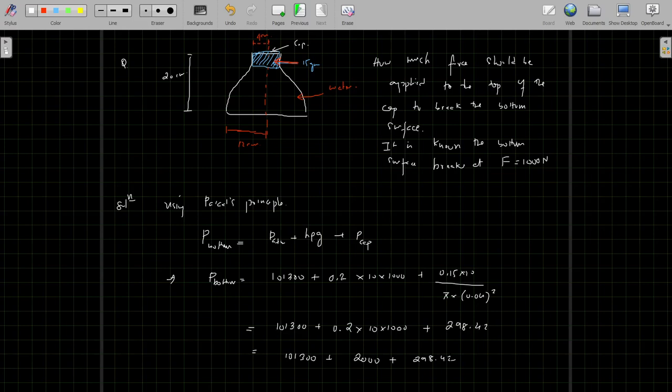So if I add them, I get here 101,300 plus 298.42. It gives me the value comes out to be 103,598.42 Pascal. This is the pressure acting at the bottom.